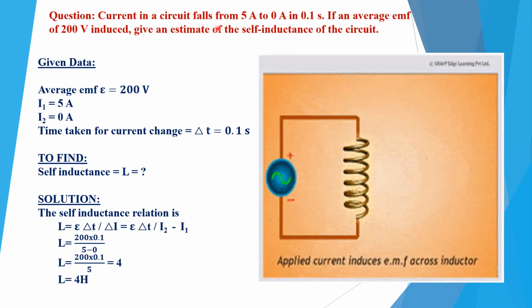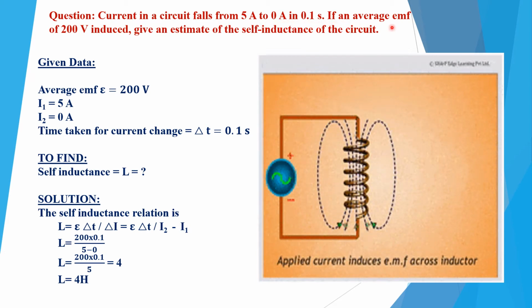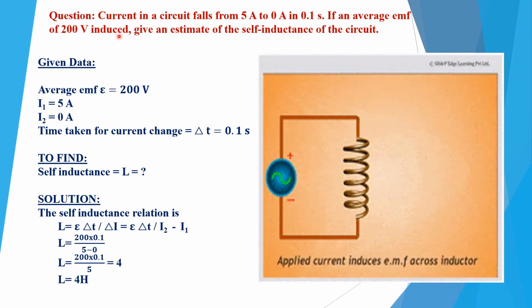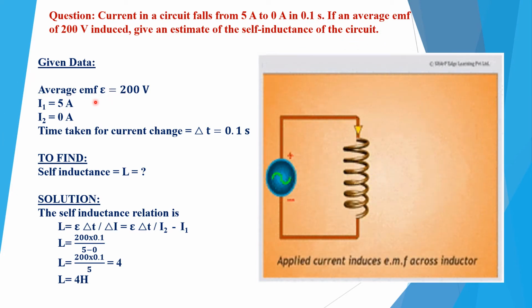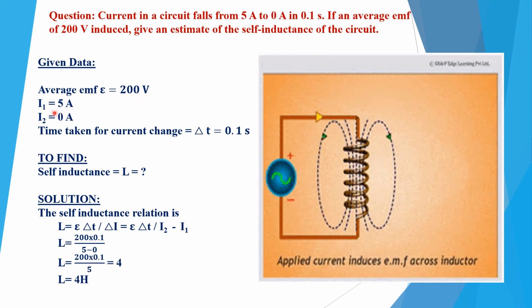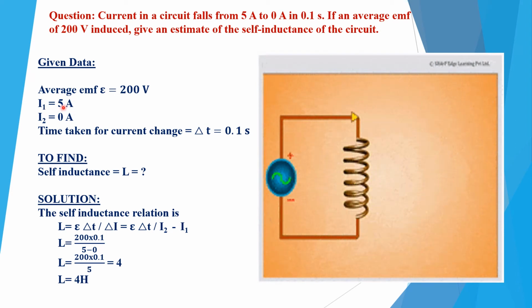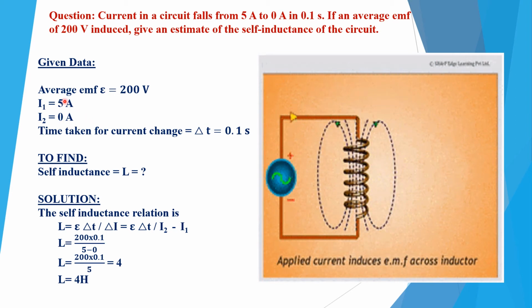Question. Current in a circuit falls from 5 ampere to 0 ampere in 0.1 second. If an average EMF of 200 volt is induced, give an estimate of the self-inductance of the circuit. Average EMF is equal to 200 volt. Current I1 is equal to 5 ampere, that is the initial current, and the final current I2 is equal to 0 ampere. So current is changing from 5 ampere to 0 ampere, and time delta T is equal to 0.1 seconds. We need to calculate the self-inductance.